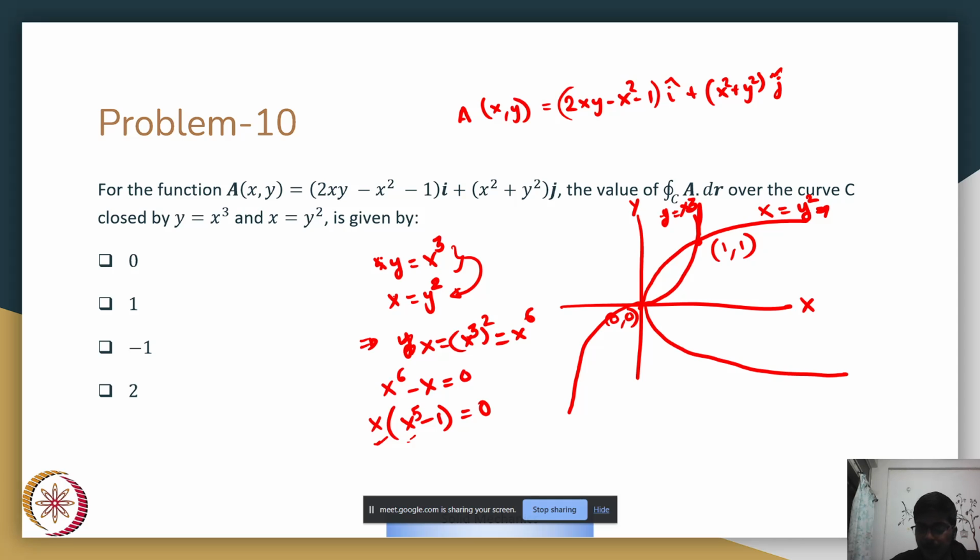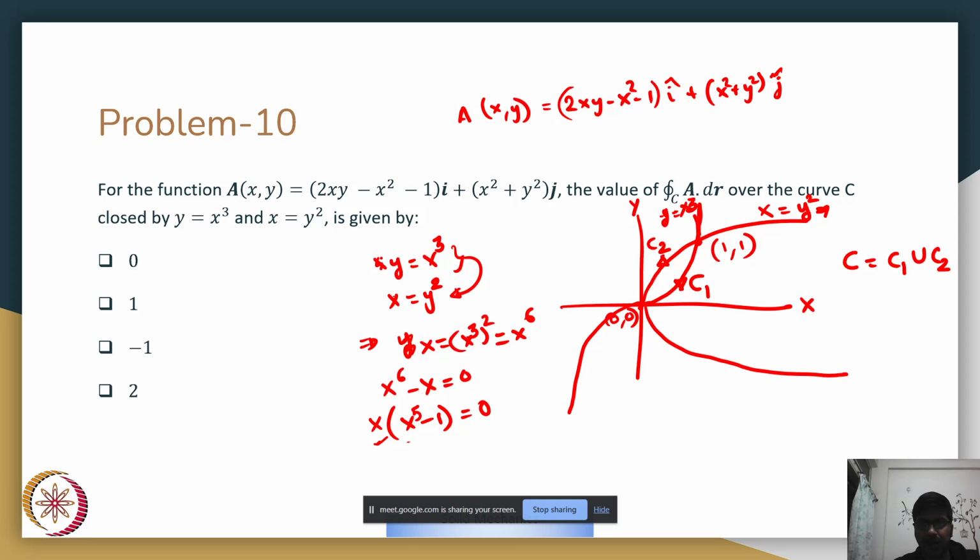So our overall curve C would be, say, something like this. It has two parts, C1 and C2. C1 follows y equal to x cube from (0, 0) to (1, 1), and C2 follows x equal to y square from (1, 1) to (0, 0). And curve C is essentially C1 plus C2.